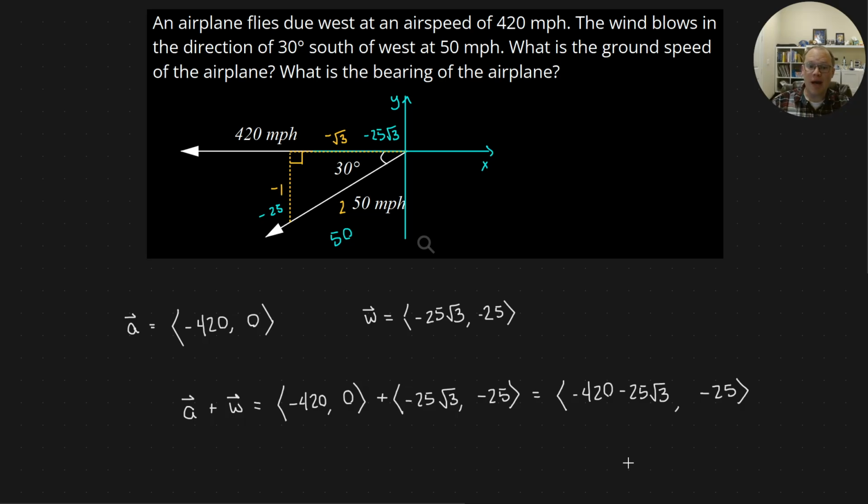It's not the prettiest thing in the world, but it is what it is. Okay? So now we have a vector that describes the motion of the airplane, the velocity of the airplane relative to the ground. I know the direction it's in, and I know how fast it's going relative to the ground. Okay? So now I want to know, what is the ground speed of the airplane? So I want to find the magnitude of this resultant vector. Let's give it a name. Let's call it total. Okay, so I want to find the magnitude of this guy. That'll tell us the total ground speed of the airplane moving in this direction.